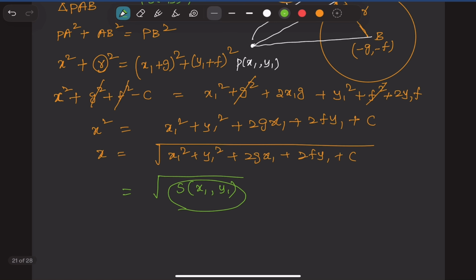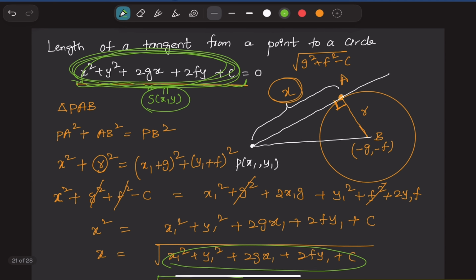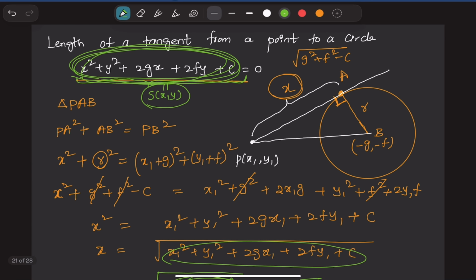And according to the convention, this thing is denoted as square root of S1. So S1 is nothing but your S of x1 comma y1. And this is the convention that we follow throughout the circles chapter. So this is how you find the length of the tangent from a point to the circle.